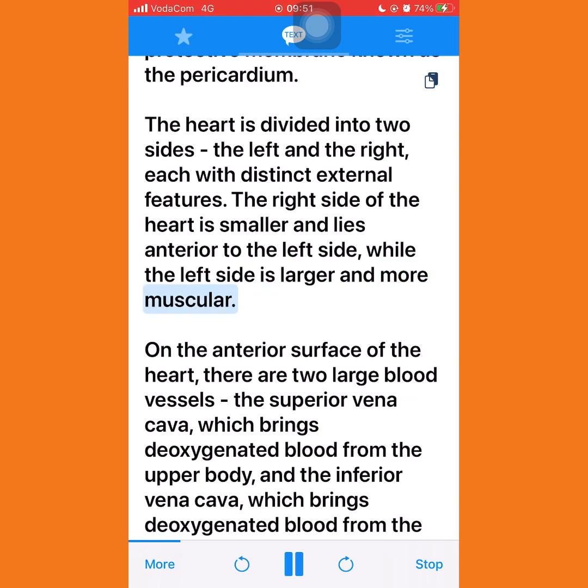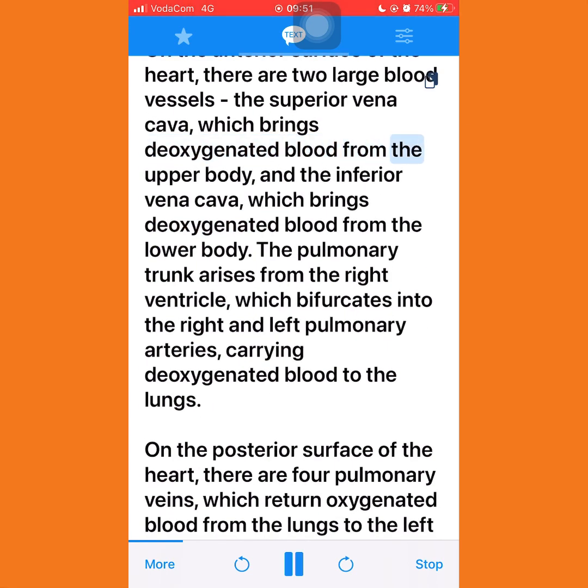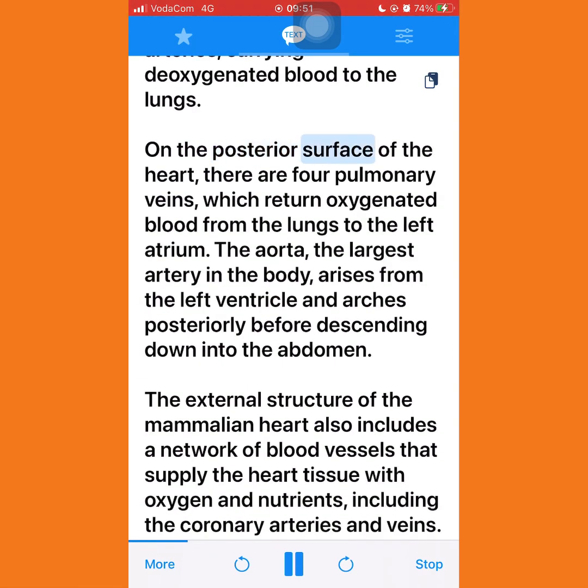larger and more muscular. On the anterior surface of the heart, there are two large blood vessels, the superior vena cava, which brings deoxygenated blood from the upper body, and the inferior vena cava, which brings deoxygenated blood from the lower body. The pulmonary trunk arises from the right ventricle, which bifurcates into the right and left pulmonary arteries, carrying deoxygenated blood to the lungs. On the posterior surface of the heart, there are four pulmonary veins, which return oxygenated blood from the lungs to the left atrium. The aorta, the largest artery in the body, arises from the left ventricle and arches posteriorly before descending down into the abdomen.